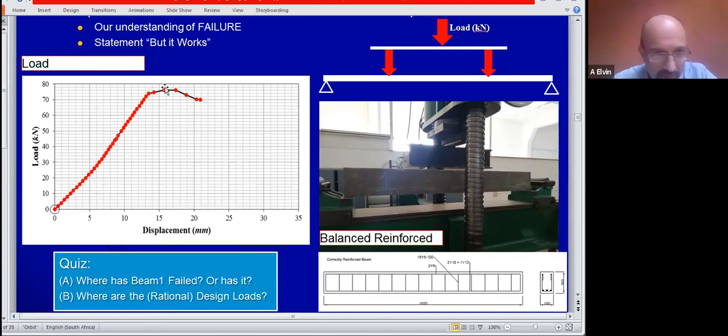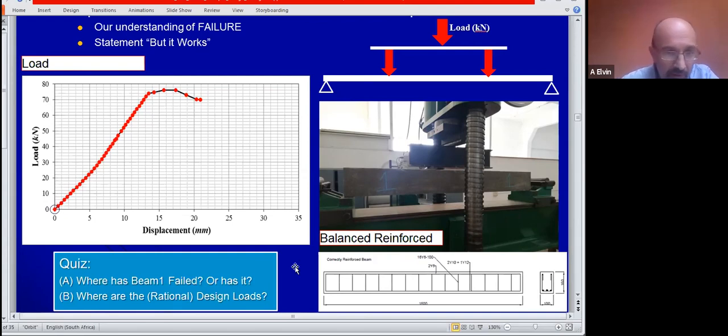All right, anybody else? Come on, guys. We've got a force deflection with forces quite clearly written and deflections quite clearly written. It's not an easy answer. Where has beam one failed? Or has it failed? All right, so let's investigate the answers to that.